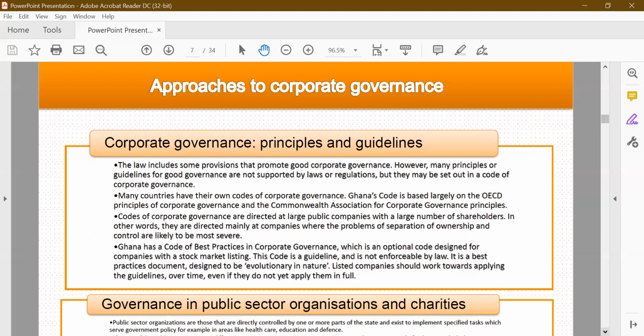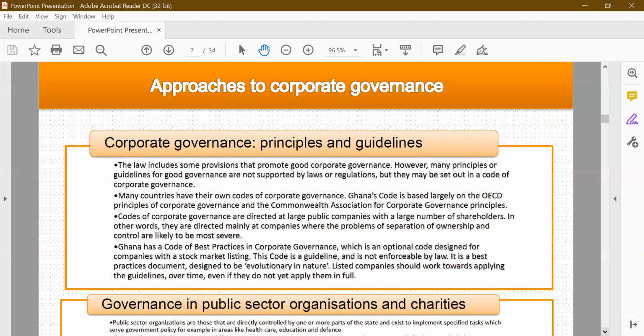Let's look at some principles and guidelines. I'll touch on this briefly, and then in another lecture we'll delve more into corporate governance. The law includes some provisions that promote good corporate governance. However, many principles or guidelines for good governance are not supported by laws. They may be set out in a code of corporate governance, so there are principles and guidelines set out in the code that govern corporate governance.